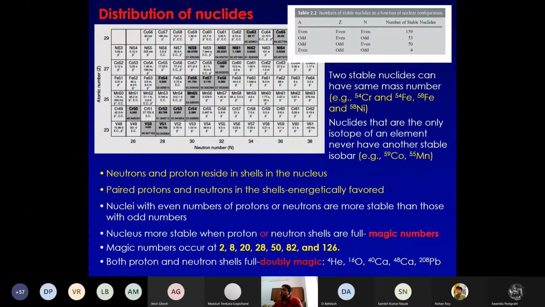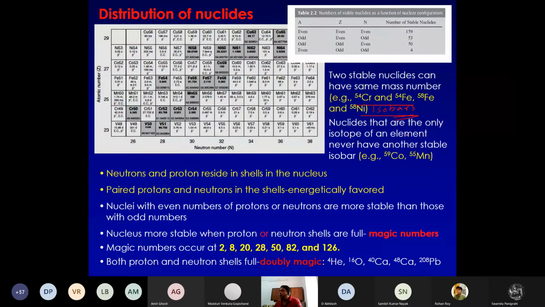Now, two stable nuclides, as you all possibly know already, can have the same mass number. And what are they called if they have the same mass number? Isobars. When two stable nuclides have the same mass number, they are called isobars.